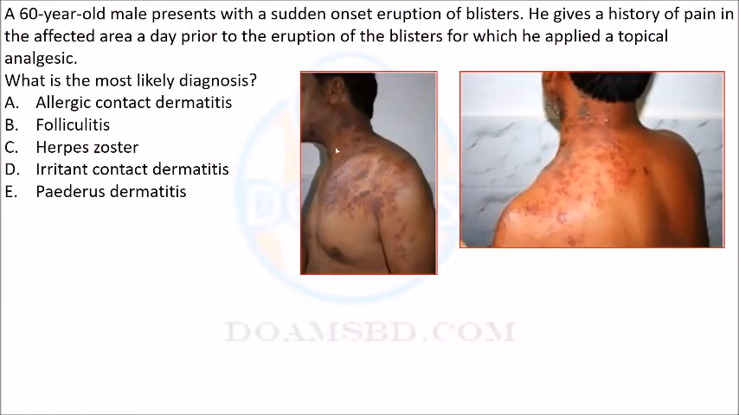Two pictures given, this side and this side here. A 60-year-old male. Eruption of the blisters. These are the blisters. Pain. Herpes.